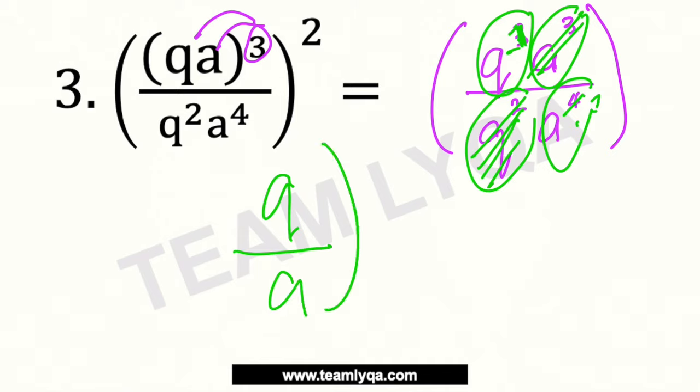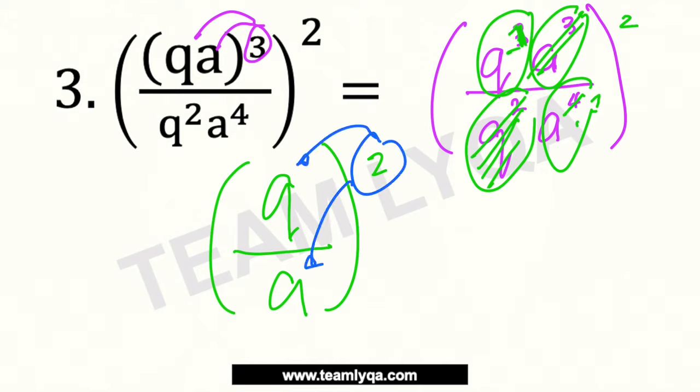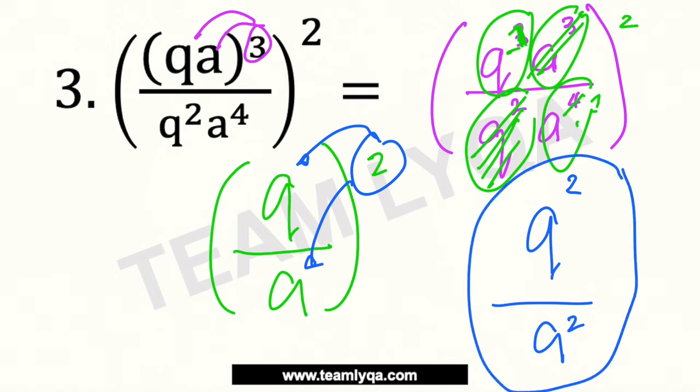Okay? Tapos, yung entire thing na yan, raised to 2 pa rin siya. So, ang sabi natin kapag ganyan, i-distribute lang natin yung 2 sa parehong places, sa taas at sa baba, sa numerator at denominator. So, ang magiging kalabasan is Q squared over A squared. Okay, so yan yung magiging sagot natin.